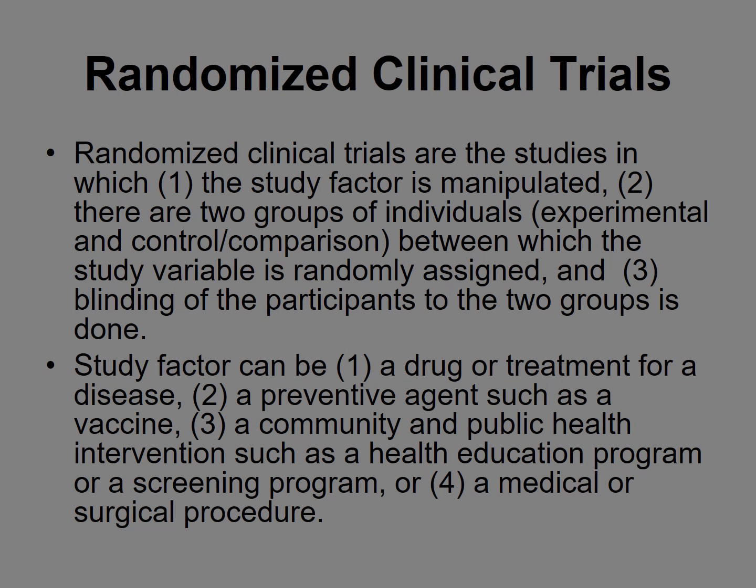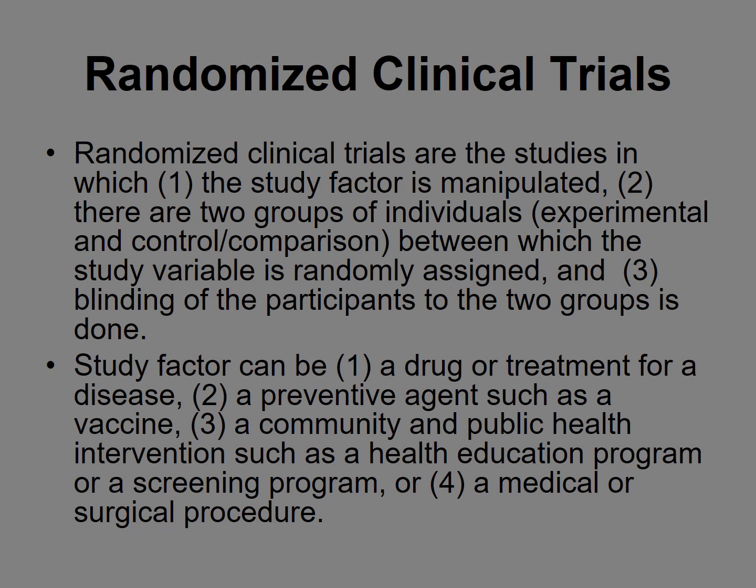And again, just to get a little bit more into randomized clinical trials, what defines it is that there's some type of manipulation, whether it's an intervention or a program or some type of exposure. The second thing is that there are two or more groups. And then mostly you want to make sure that participants are blinded to the study, so they don't know whether they are in the experimental or control group. Now the study factor, the thing that's being manipulated, in medicine is often a drug, but it can also be a preventive agent like a vaccine, and in our case, some type of community or public health intervention like an education program or screening.